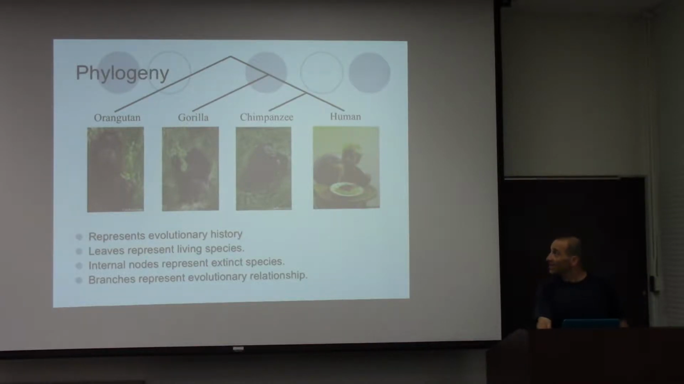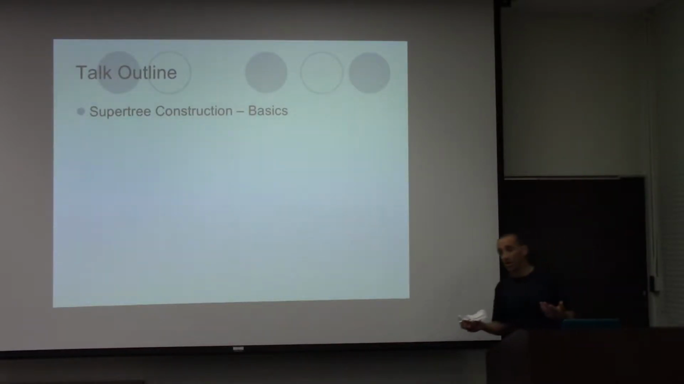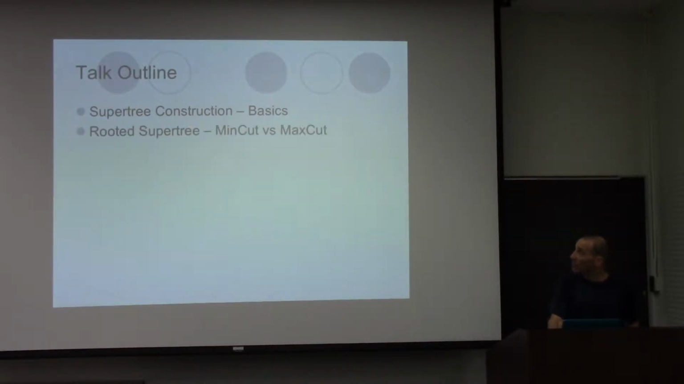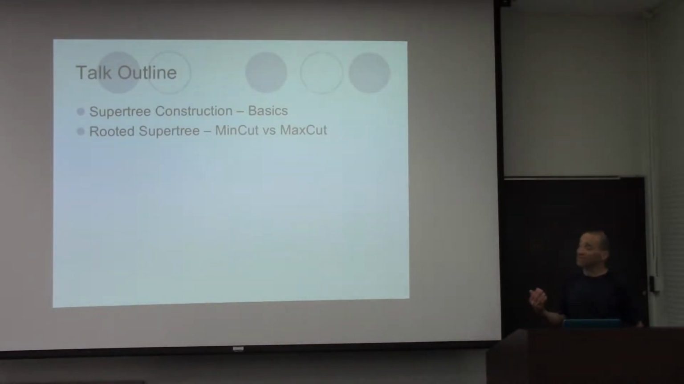Okay, so like I said, what is the outline of this introductory or tutorial talk? We start with the basics of supertree construction and explain why it is in a way different than the traditional phylogenetics. We start with the rooted supertree, I think maybe that was mentioned by Eliran, and explain the min cut versus the max cut.